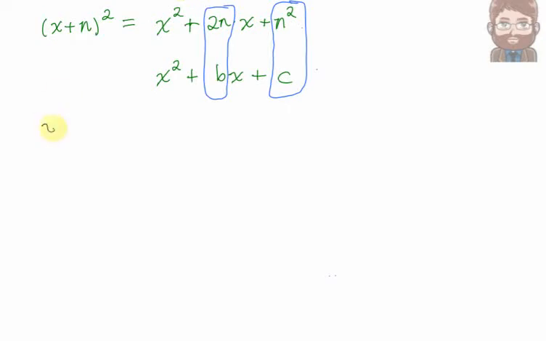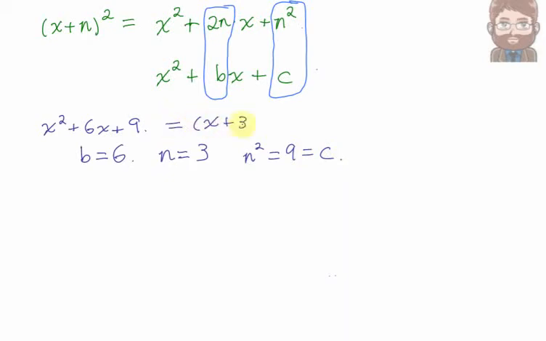We had the equation x squared plus 6x plus 9. So our b was equal to 6. This makes n equal to 3, because n would be 1/2 of b. And n squared was in fact equal to c. n squared equals 9 equals c. And so this does work out to be a perfect square. We had (x plus 3) squared, (x plus n) squared.